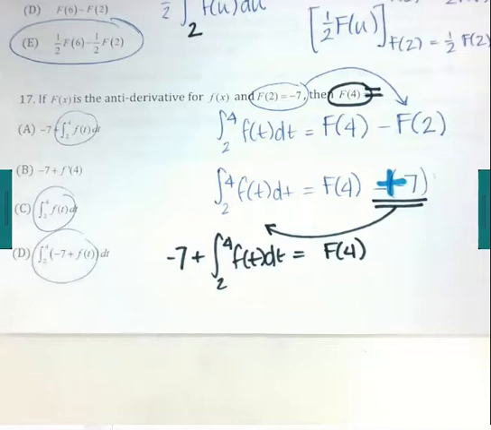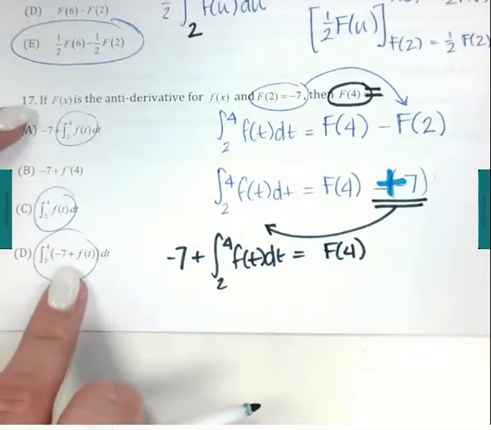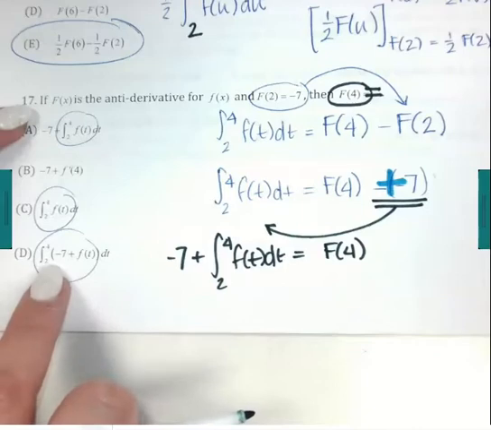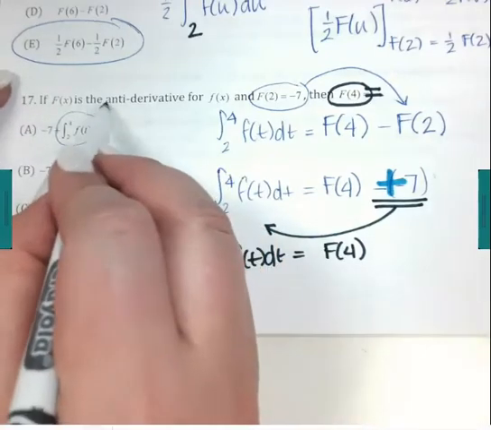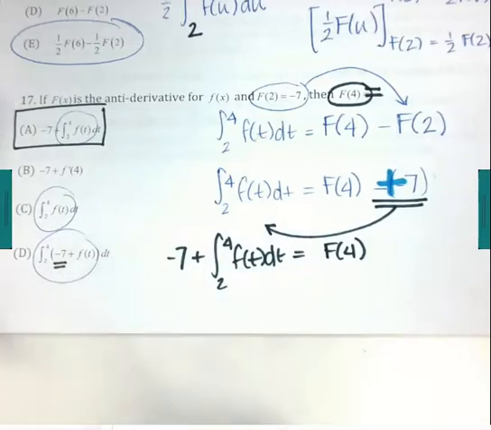Same as answer A. Now, what is wrong with D? Because D is really close. Yeah, they added the negative 7 to the integral. That should not be inside, it should be outside. So A would be correct. That negative 7 would need to be outside the integral. Make sense? Okay, good. All right, turn the page.